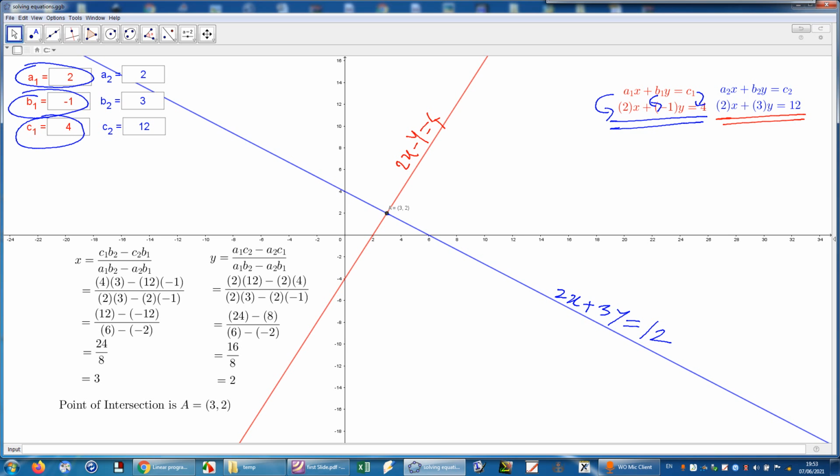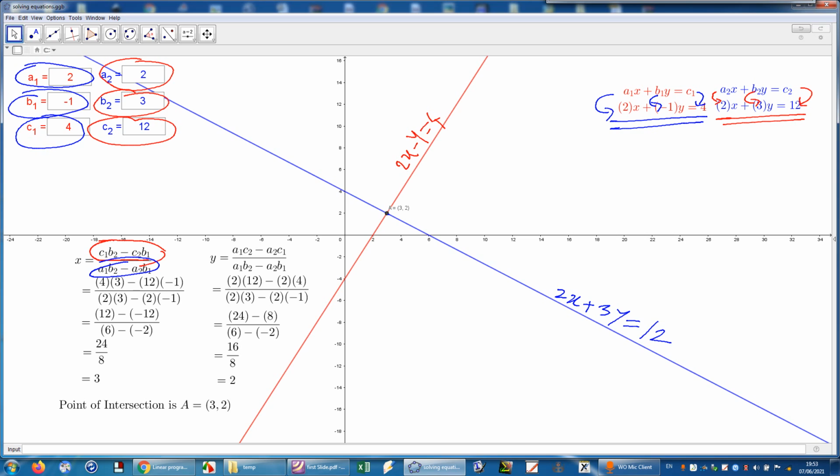Now the values of A2, B2, C2. The value of A2 is 2, the value of B2 is 3, and the value of C2 is 12. The formula for the x coordinate of point A is x is equal to (C1B2 minus C2B1) upon (A1B2 minus A2B1). This is the formula that you have to remember.